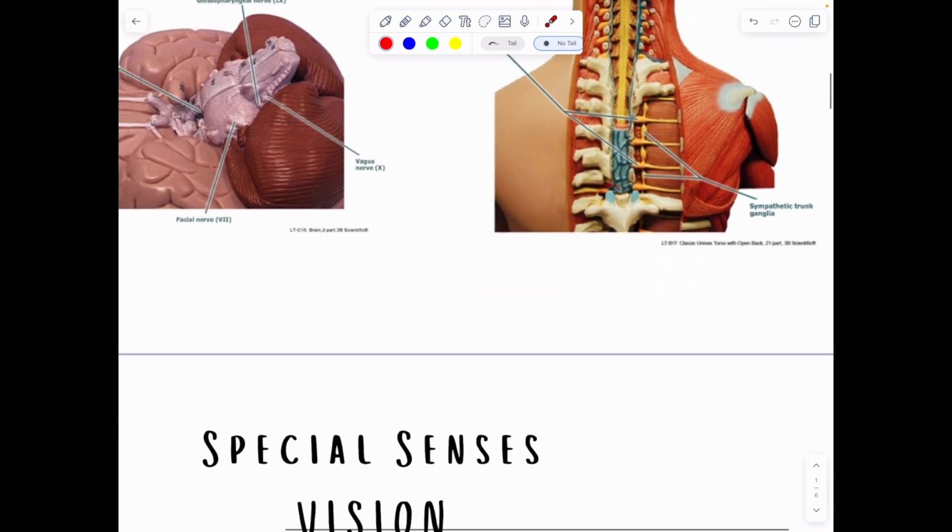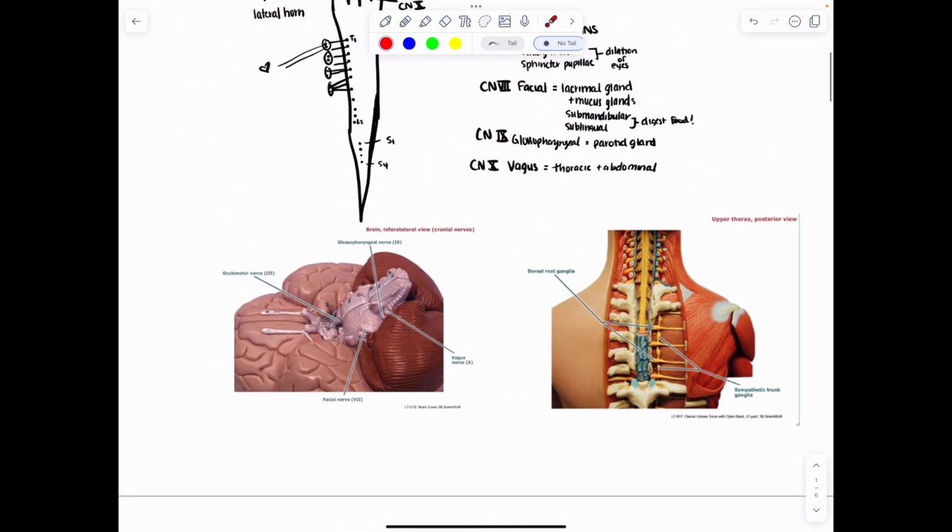And this is just a model instead of looking at the actual cadaver. We'll look at that in lab. If you have any questions, please let me know, and I will see you in lab.